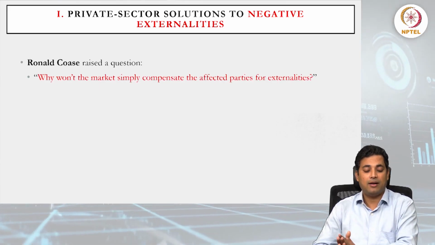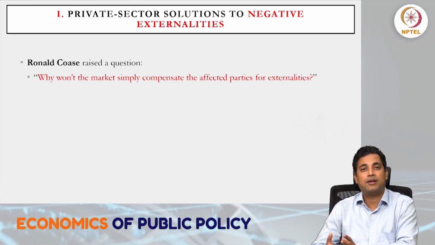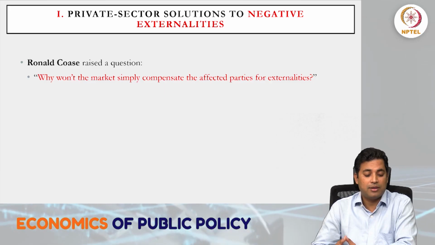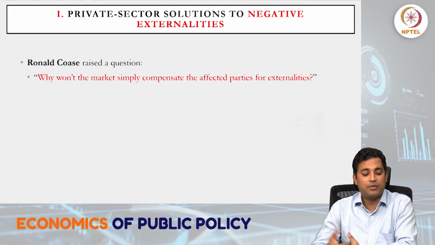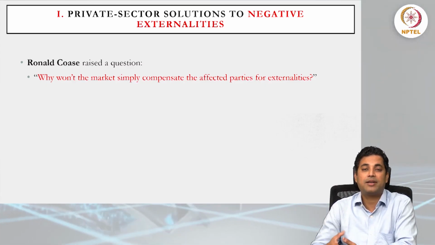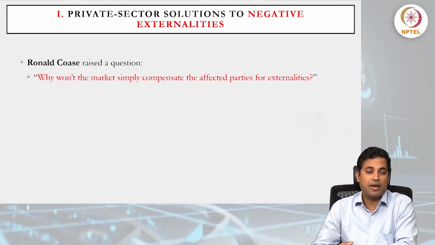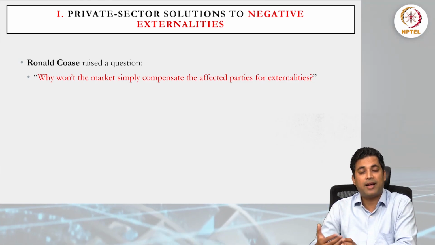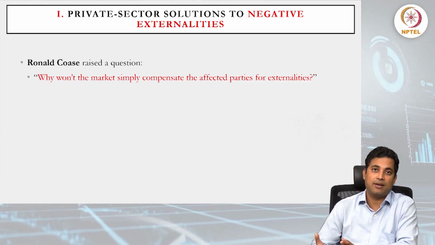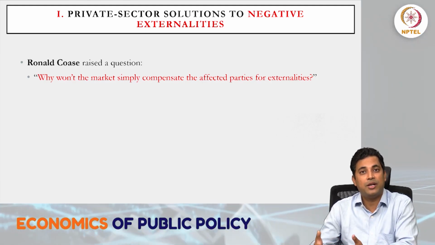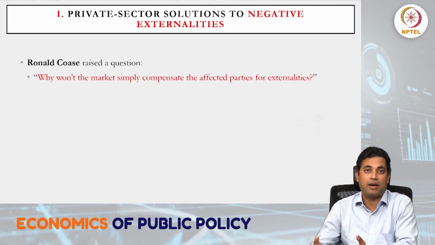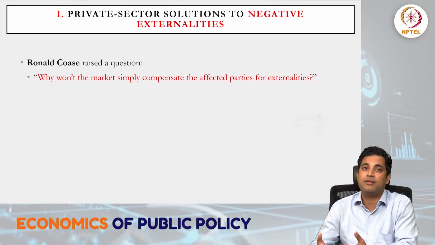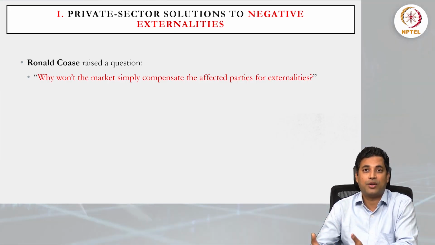Let us first see what worry Ronald Coase raised in his seminal 1960 paper. He asked why markets won't simply compensate the affected parties for externalities. For example, in the cases we discussed in our previous few lectures, either consumers are getting affected or producers are getting affected. Ronald Coase did not prescribe but raised a question: if the parties who are getting affected automatically settle these issues in the market and tackle externalities, then why not that solution?